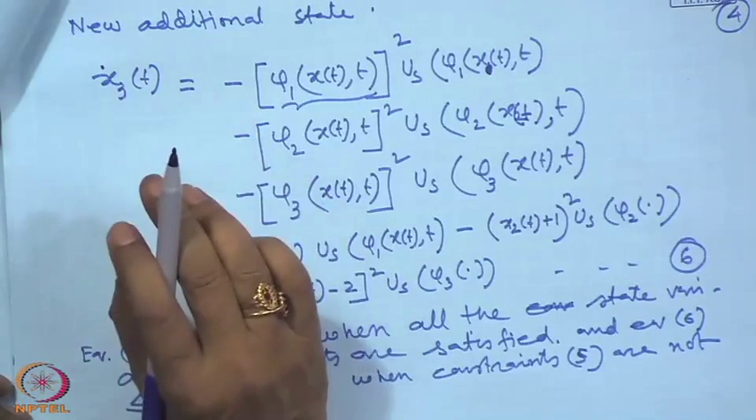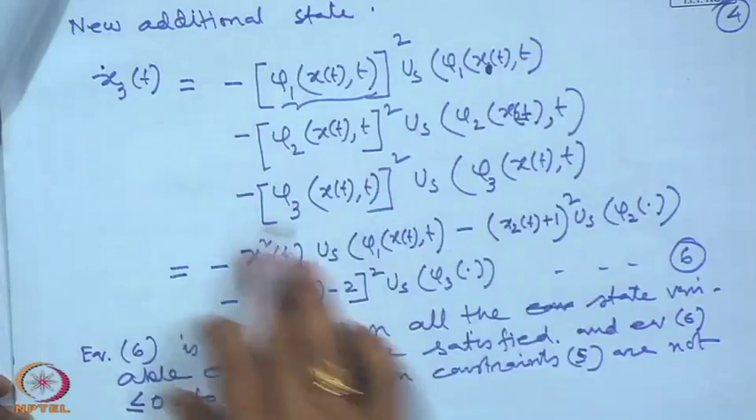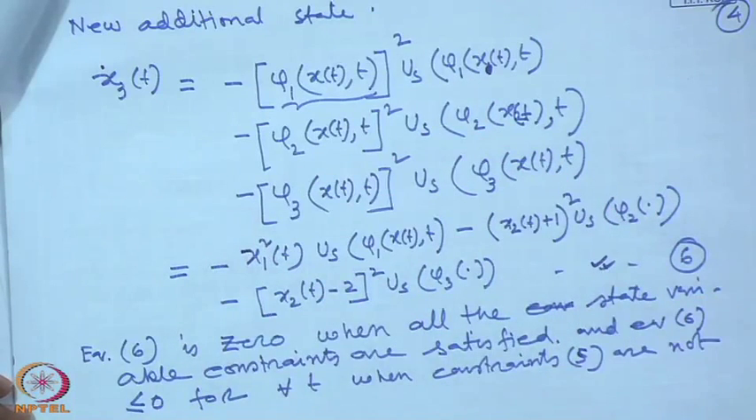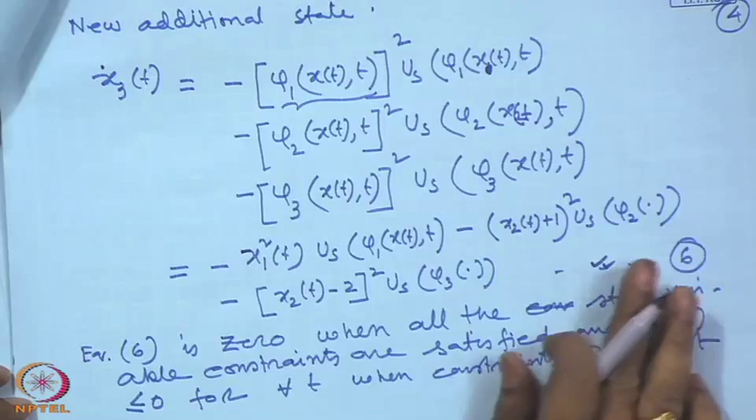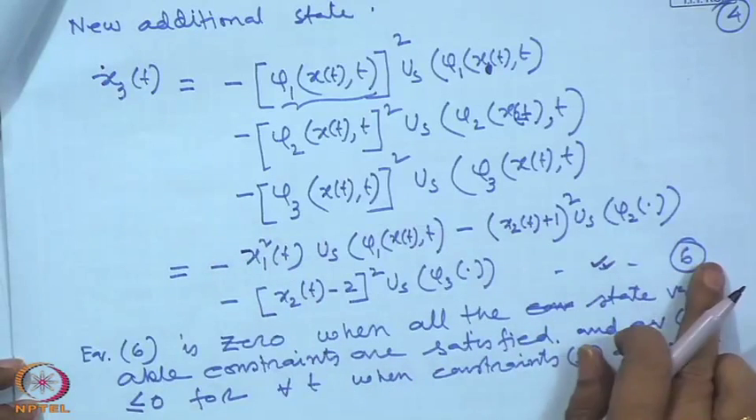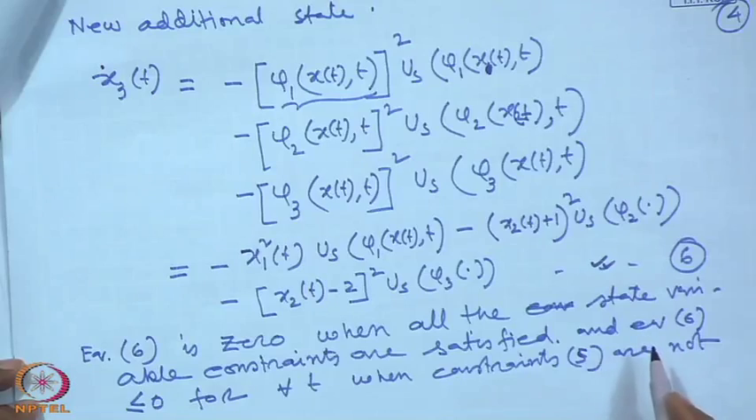Then, in order to solve this problem, we introduce a new state variable, x3 dot of t. We initially had two state variables, and now we have introduced a third, formed with the knowledge of the constraints, which are less than or equal to 0. From there we constructed this state equation. Equation 3 is 0 when all the constraints specified here for x1 and x2 are satisfied; then the right-hand side of this equation will be 0. If at least one of the constraints is not satisfied, then equation 3 is less than or equal to 0 for all t.